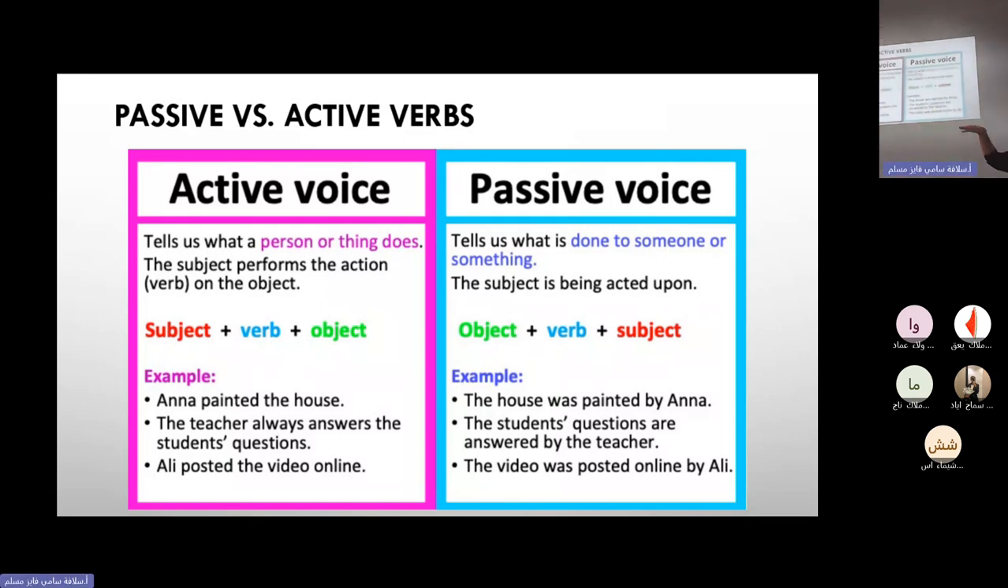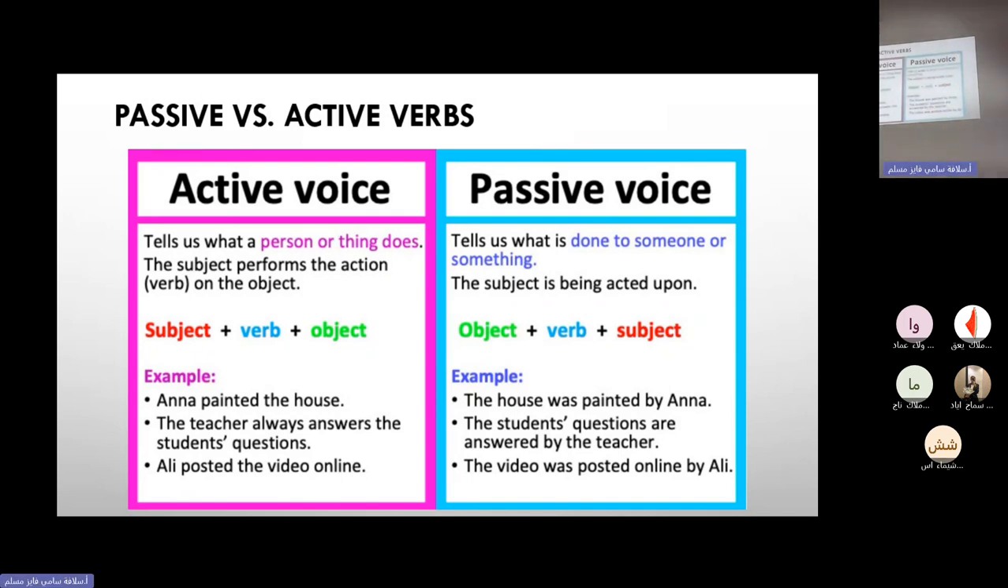Anna painted the house. Anna, subject. Painted, verb. The house is the object. The teacher always asks the students questions. The teacher is the subject phrase. Asks is the verb, but always is a modifier. The students' questions is the object of the sentence.